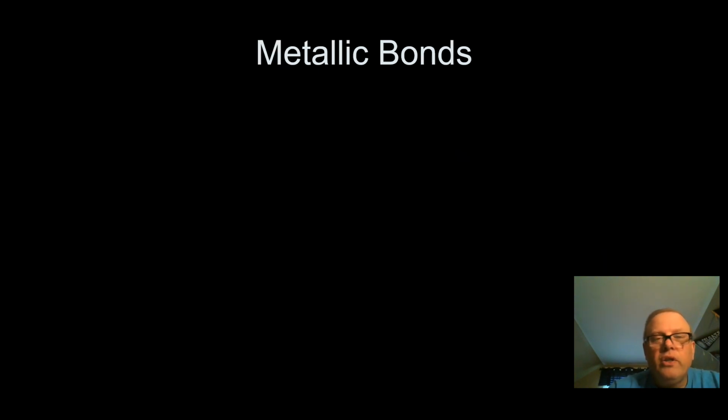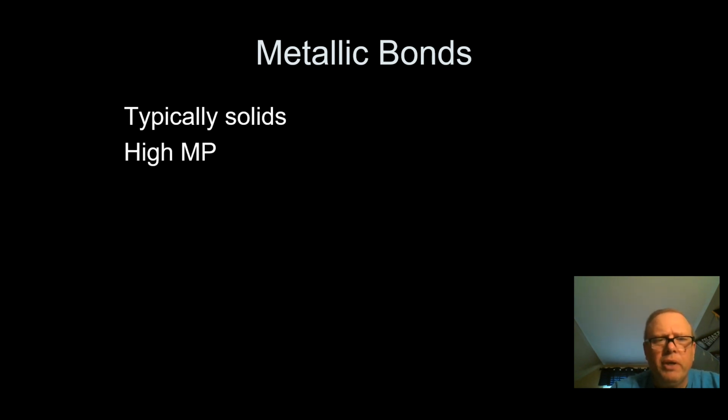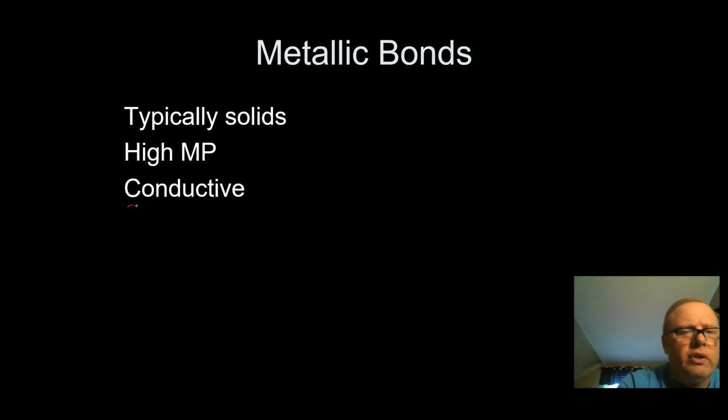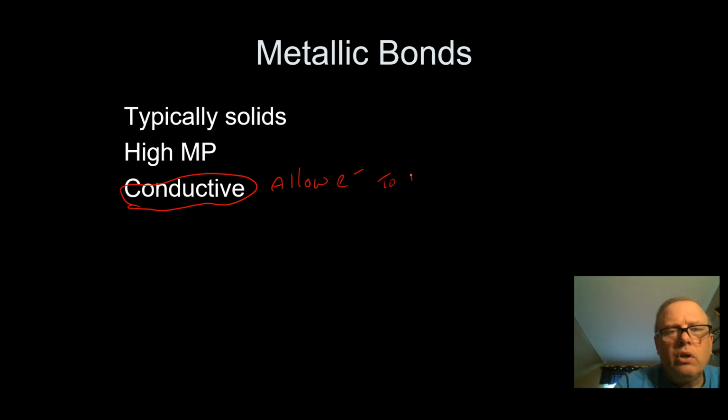Metallic bonds. This is our third type of bonding, and it tends to get a bit of short shrift because there's not much to talk about. Typically solids, as in I can't think of any that aren't solids, because elemental mercury is bonded to itself, but they typically are solids. There are some low melting metallic alloys though. They tend to have very high melting points and they tend to be, and this is the thing, conductive. They will allow electrons to flow, as a solid.